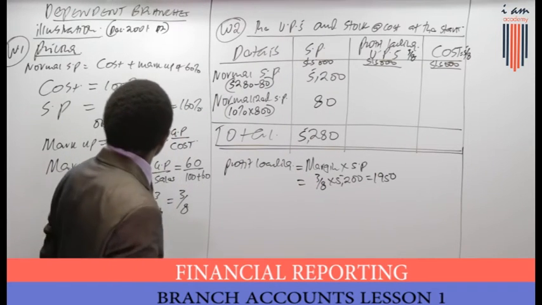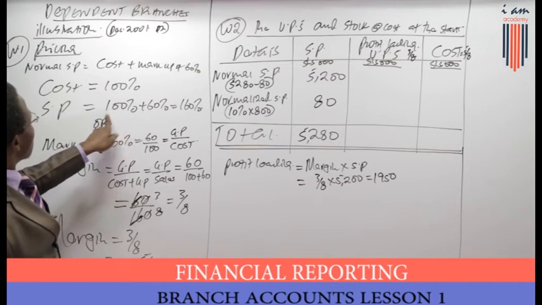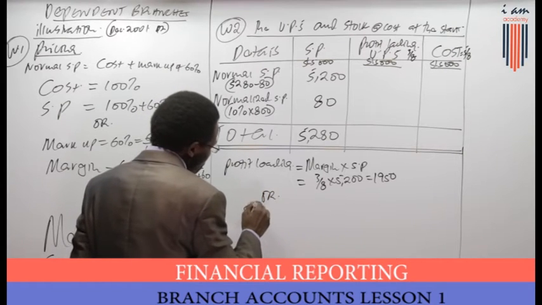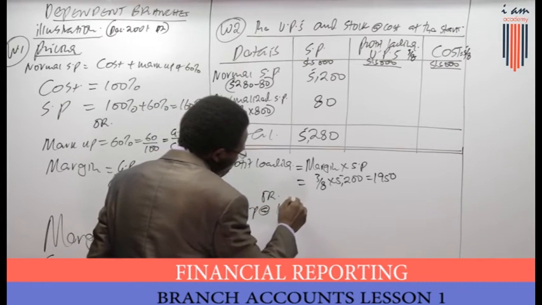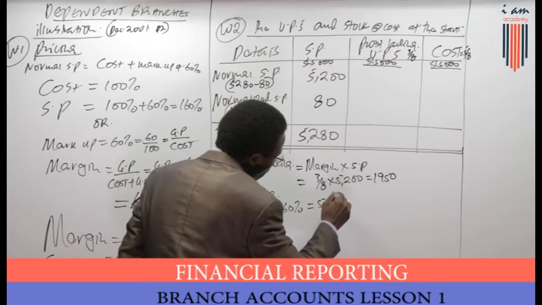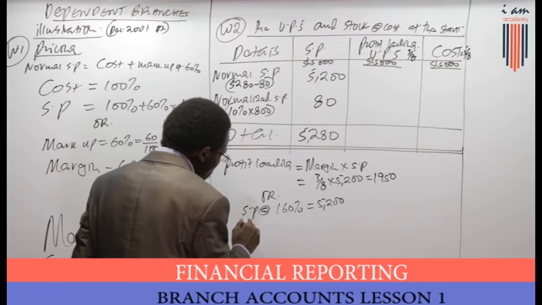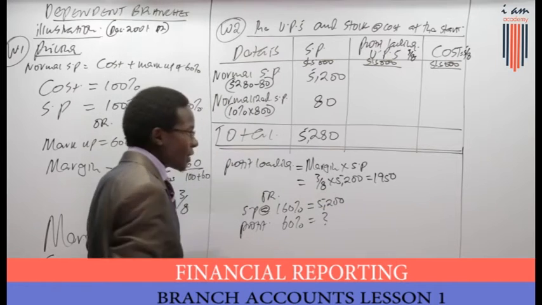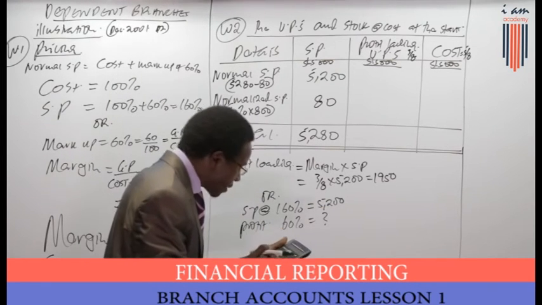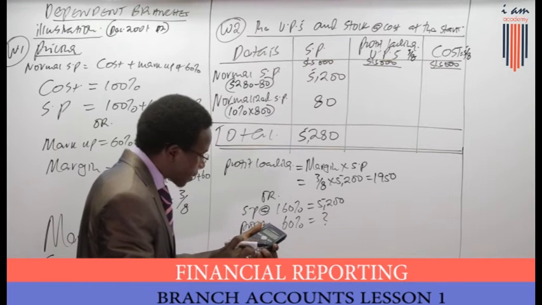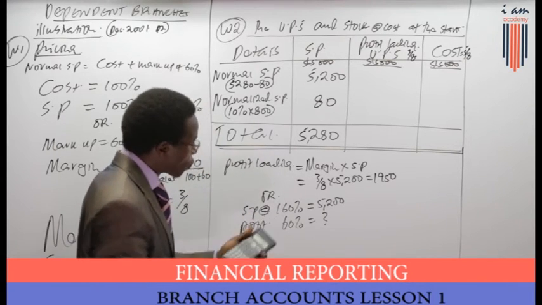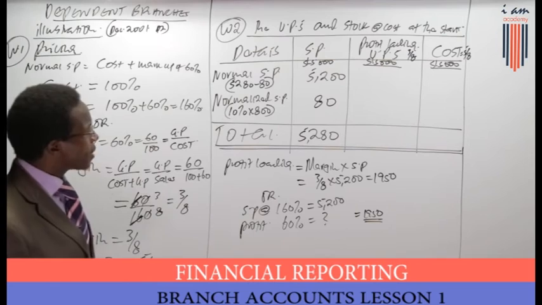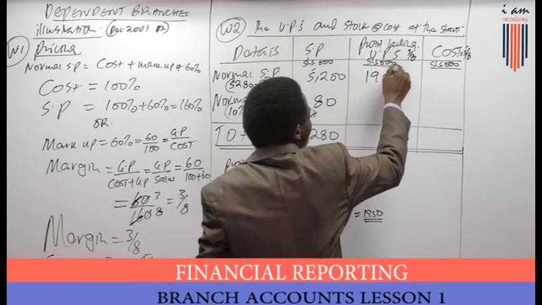Alternatively, you could come and say that our selling price is 160%, or I can say selling price at 160% is equal to 5,200. Then how about the profit? The profit loading, which will be the 60%. How much is that? Believe you me, friends, it will give you the same answer. We can confirm that, and that is actually what we have as 1950. So any can do, and you still get the same answer. So we have this as 1950.